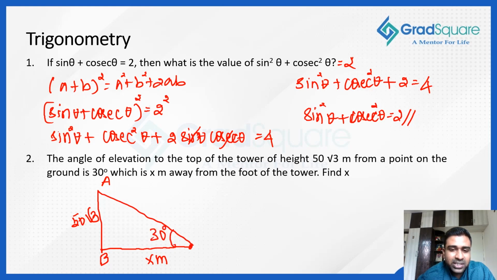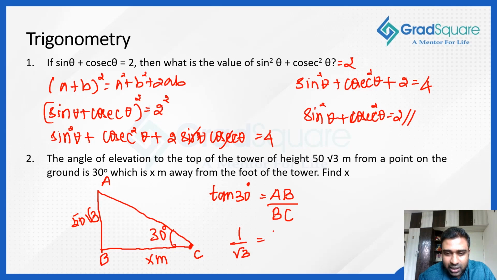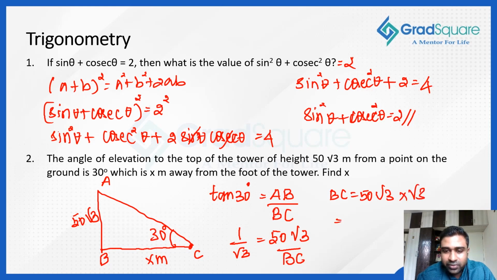So I'm going to use the basic trigonometric ratios to find the answer here. So I'm going to take tan 30. So tan theta is nothing but perpendicular by base. I'm going to name this as C. So this will be BC. So tan 30 from the table value, this is 1 by root 3, and this will be 50 root 3 by BC. So the value of BC is going to be 50 root 3 into root 3, which is 50 into 3 is equal to 150 meter, is the height of the tower.